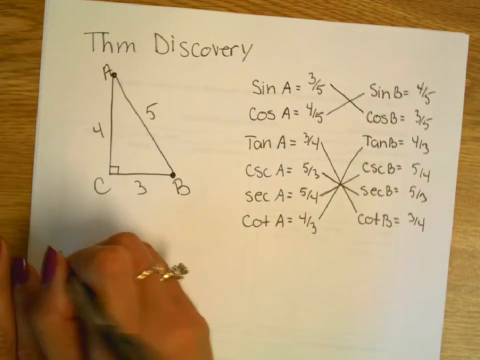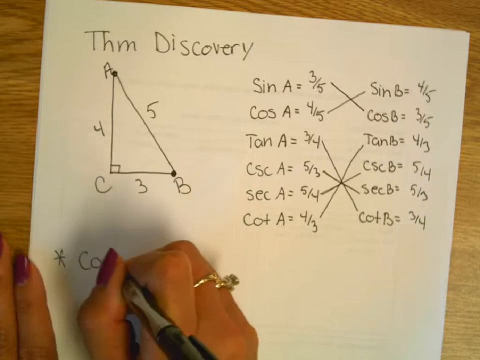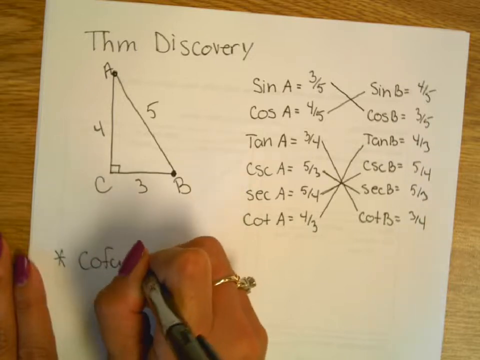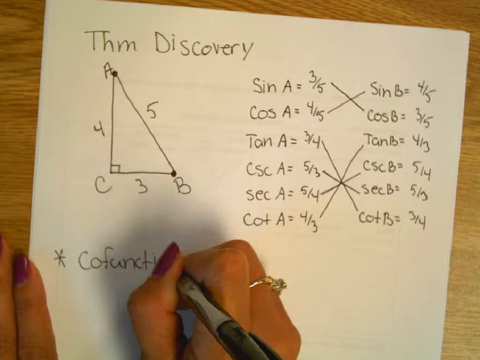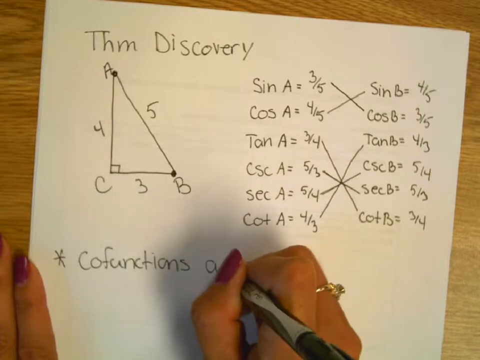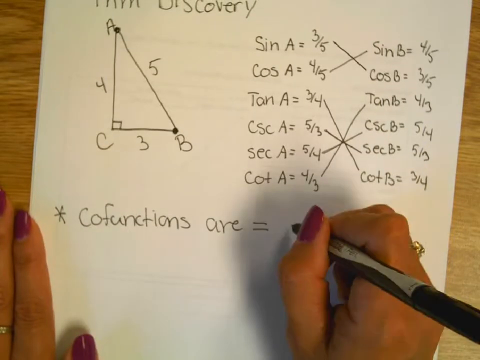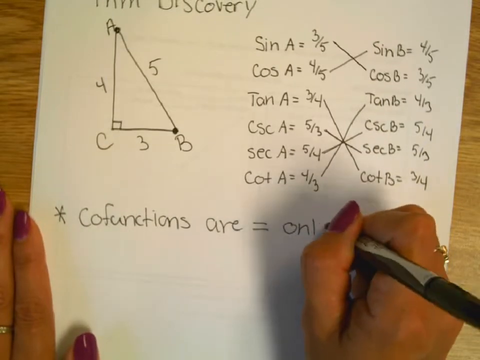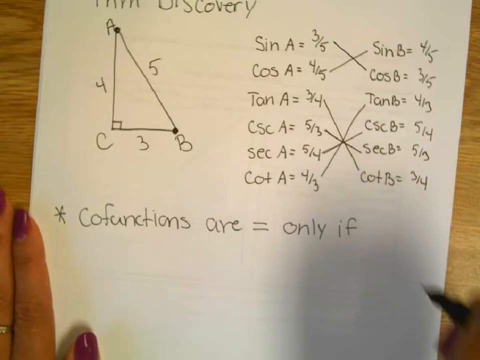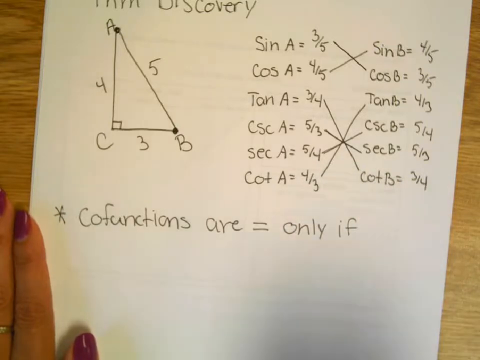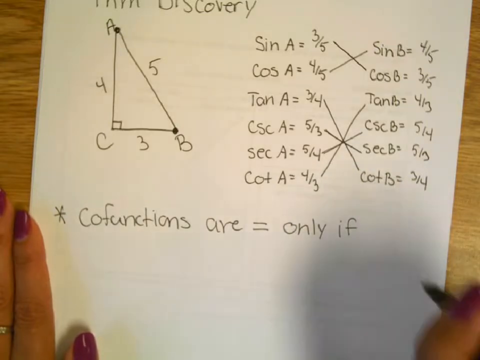So, cofunctions are equal only if the two angles are complementary.